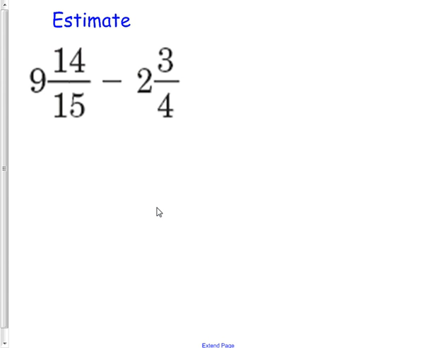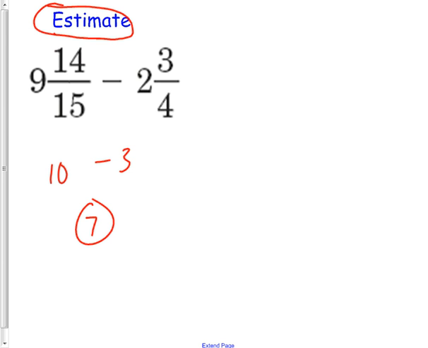In lesson 5-4, or 5B, we're actually going to be reviewing the first three lessons of this chapter. So we'll be taking some time to go back over all the things we've done already in the last 3 days. So again, the key word here in our directions is that we're going to be estimating. So if we remember, whenever we're estimating mixed numbers, we'd always go to the nearest whole. So 9 and 14/15 is close to 10, and 2 and 3/4 is close to 3. And so that is about 7.